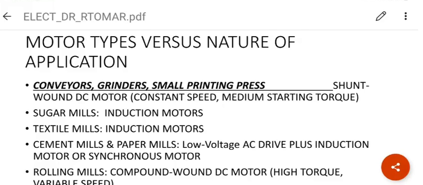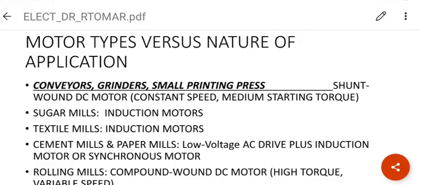Sugar mills use induction motors, the AC motors, because they cannot use synchronous motors, because synchronous motors run only at one speed. Induction motors can be made to run at several speeds. And sugar mills do not need very high starting torque. Typically, it is seen that induction motors serve very well in sugar mills, even in textile mills.